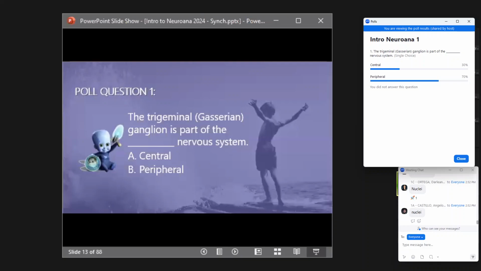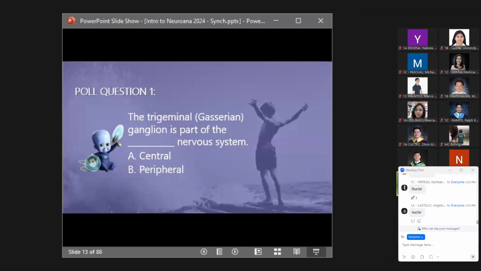Even if you don't remember what the trigeminal ganglion was, if you can imagine it, it's outside of the brain, outside the skull. It's before it divides into the three branches of the trigeminal nerve: the ophthalmic, maxillary, and mandibular branches. So that's already outside of the skull, which means it's outside of the brain. So ganglion, peripheral nervous system.